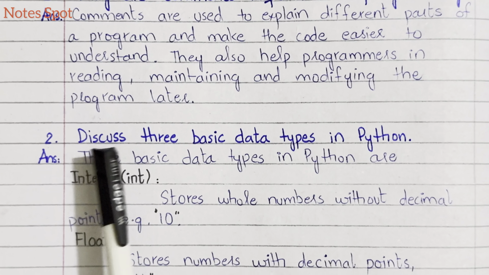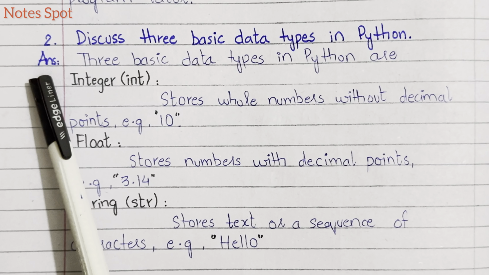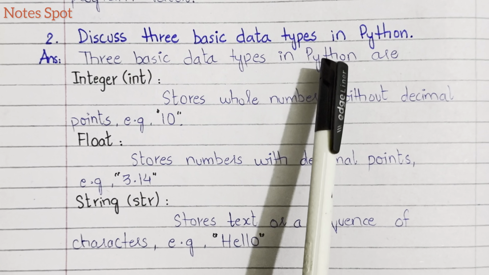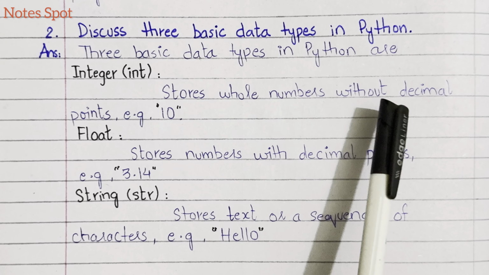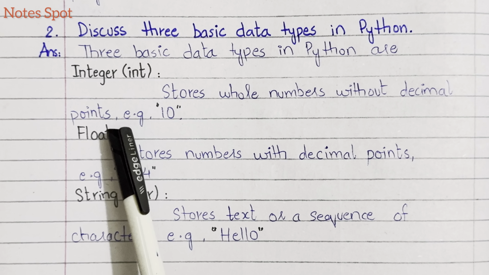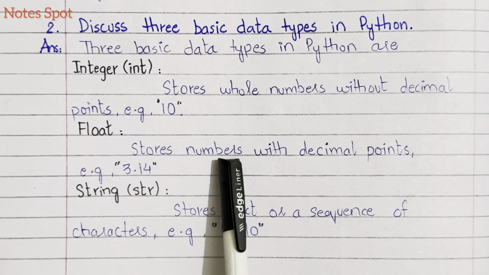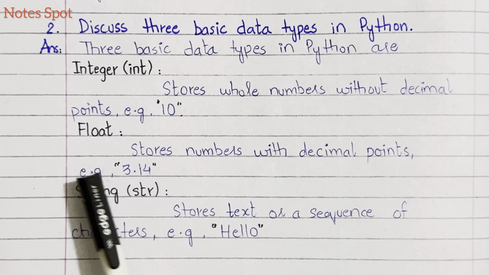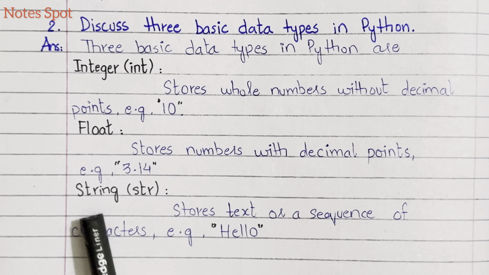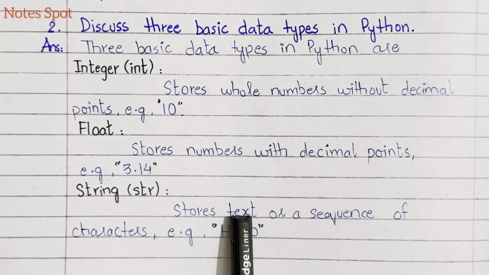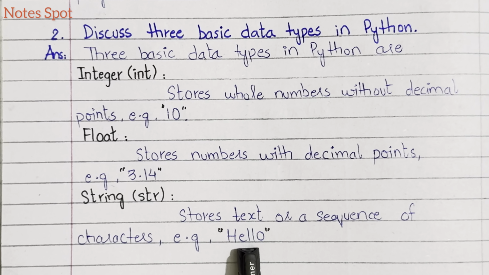Question number 2, discuss 3 basic data types in Python. Answer: 3 basic data types in Python are: integer, stores whole numbers without decimal point, for example 10. Float, stores numbers with decimal point, for example the value of pi, that is 3.14. String, stores text or a sequence of characters, for example hello.